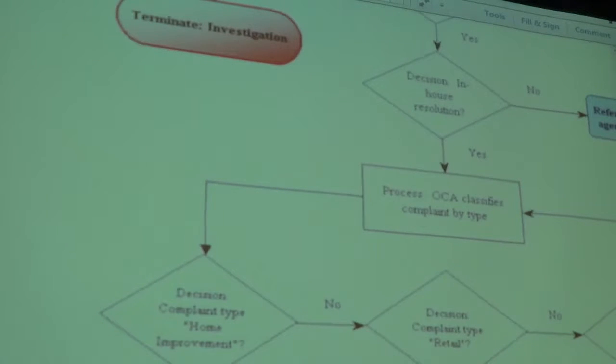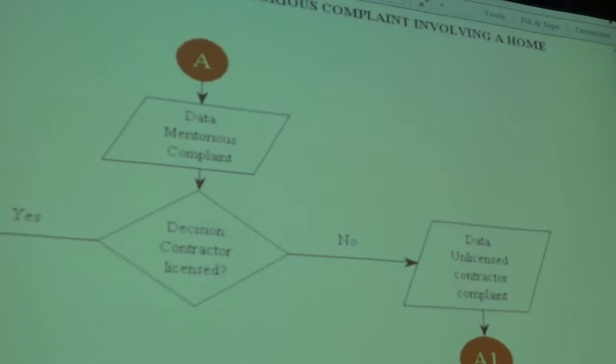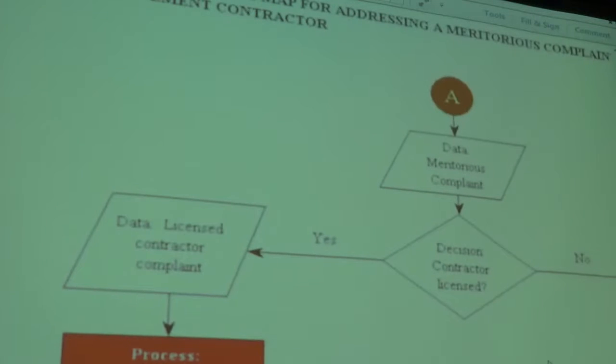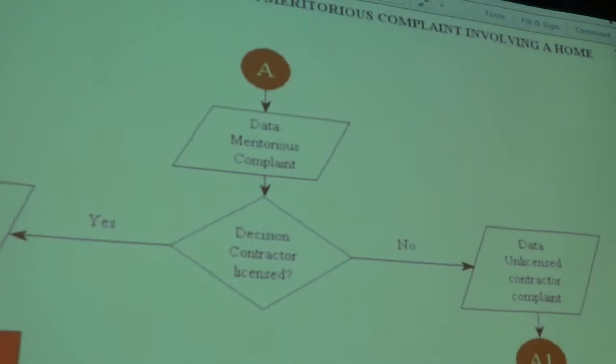And so, again, looking at the home improvement complaints, that follows a particular process, and it goes to process A. And process A is based on a meritorious complaint. So in a home improvement process, is the contractor licensed, yes or no? If a contractor is not licensed, then there's an unlicensed contractor complaint, and that goes to K1. So there's a whole process for that.